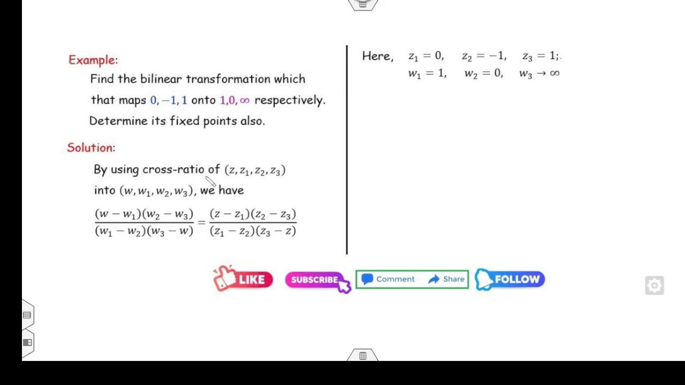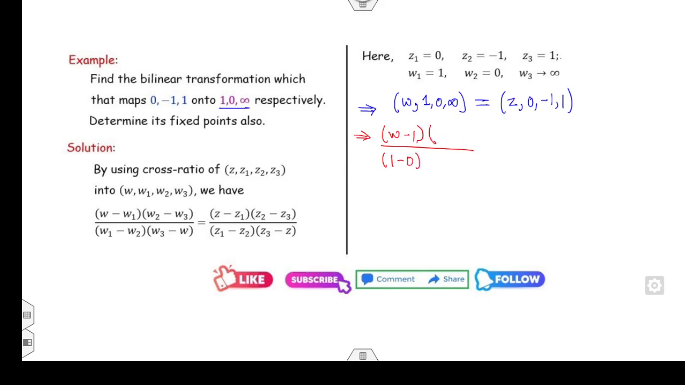Fine. So by using the definition of cross ratio, we can substitute the values. Firstly, I can start with W on the left hand side. These are the values of W: 1, 0, infinity. They must be the same as Z: 0, minus 1 and 1. So can you write the ratio? It will be W minus 1, 1 minus 0.